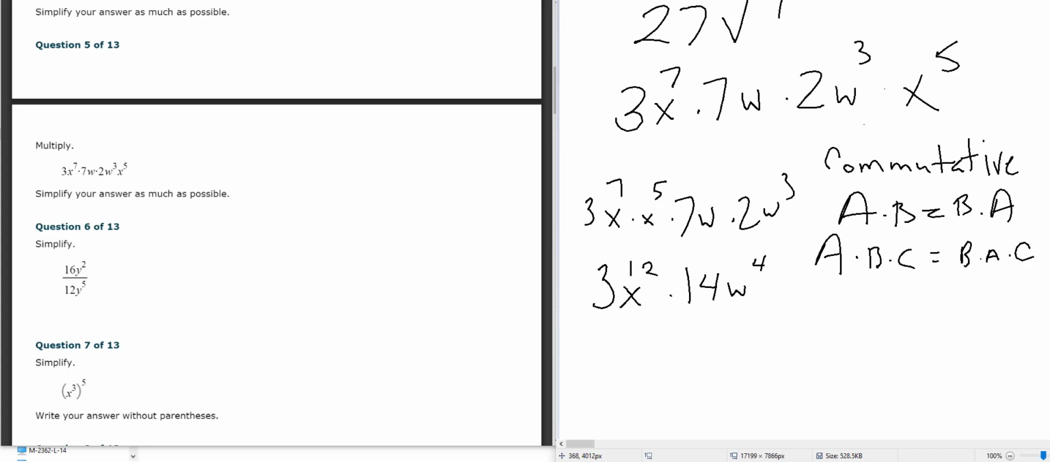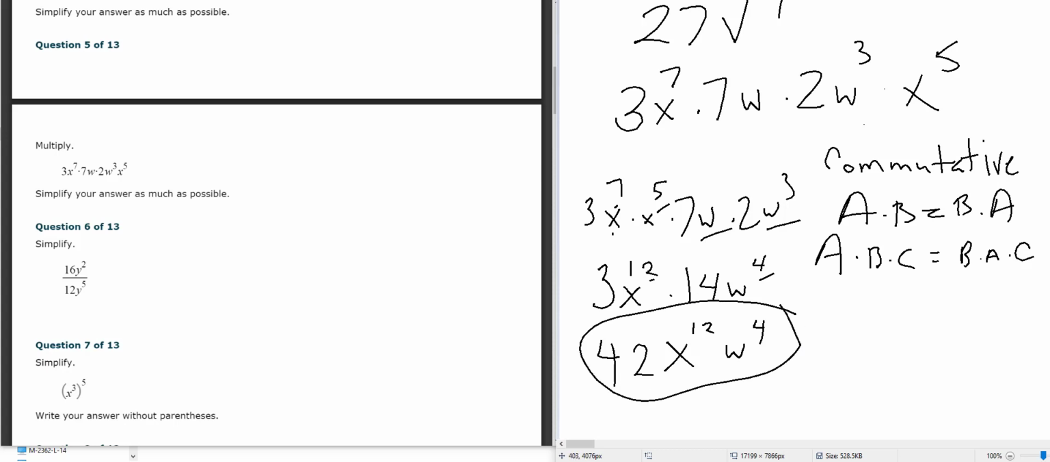And now all I have to do is multiply the coefficients, and I don't add the exponents this time because the bases are not alike. Remember the rule said for like bases, like these w's up here, we added and got 4, and these x's we added and got 12. And 3 times 14 is 42. So there's my answer for number 5.